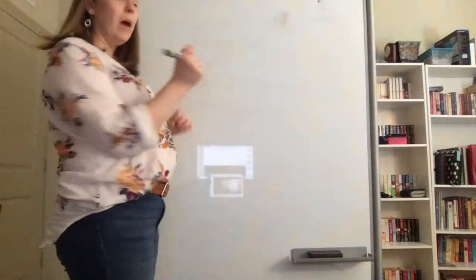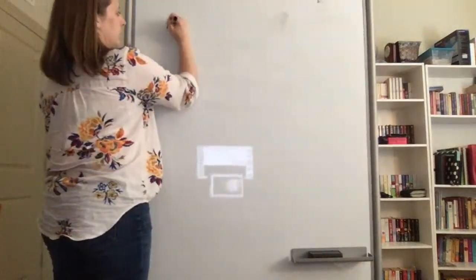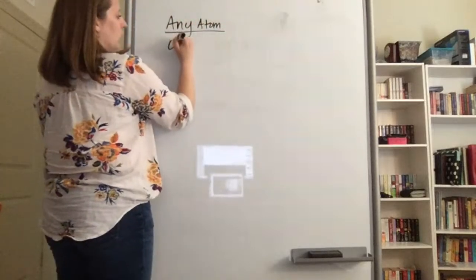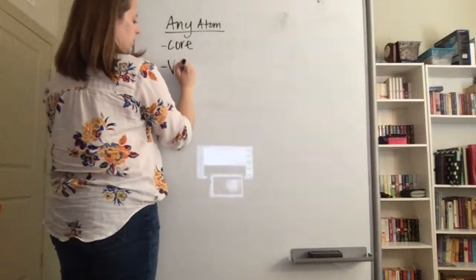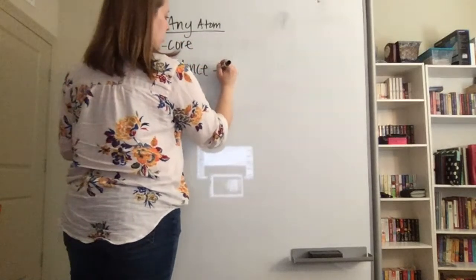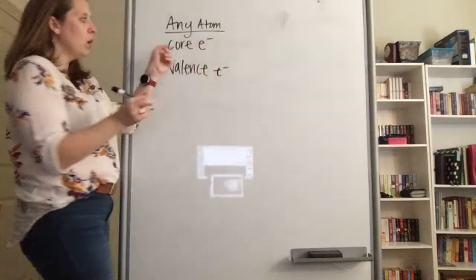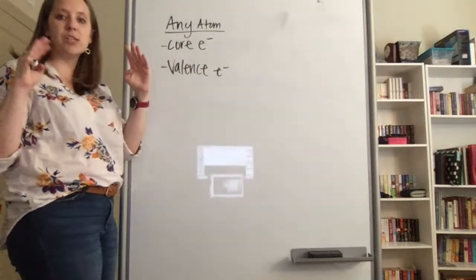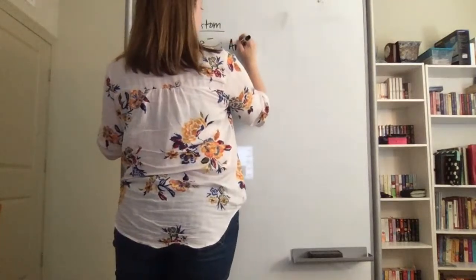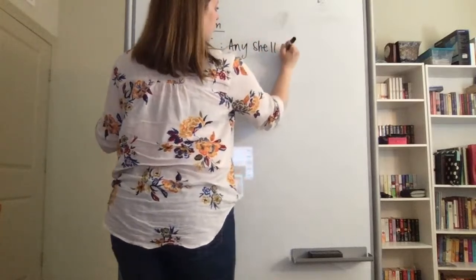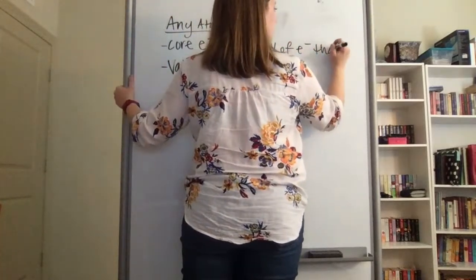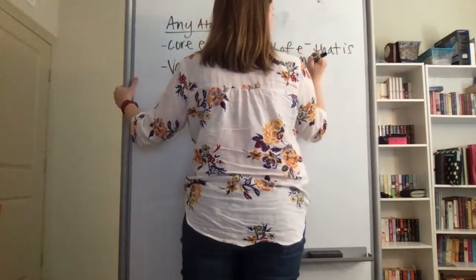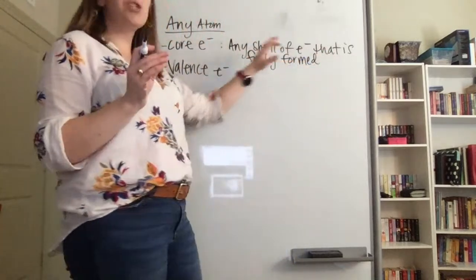So when we think about a nucleus, if we have any atom, we're going to have what we call core and valence electrons. Core electrons are any orbital that is fully filled, or we're going to say any shell. Any shell of electrons that is fully formed.